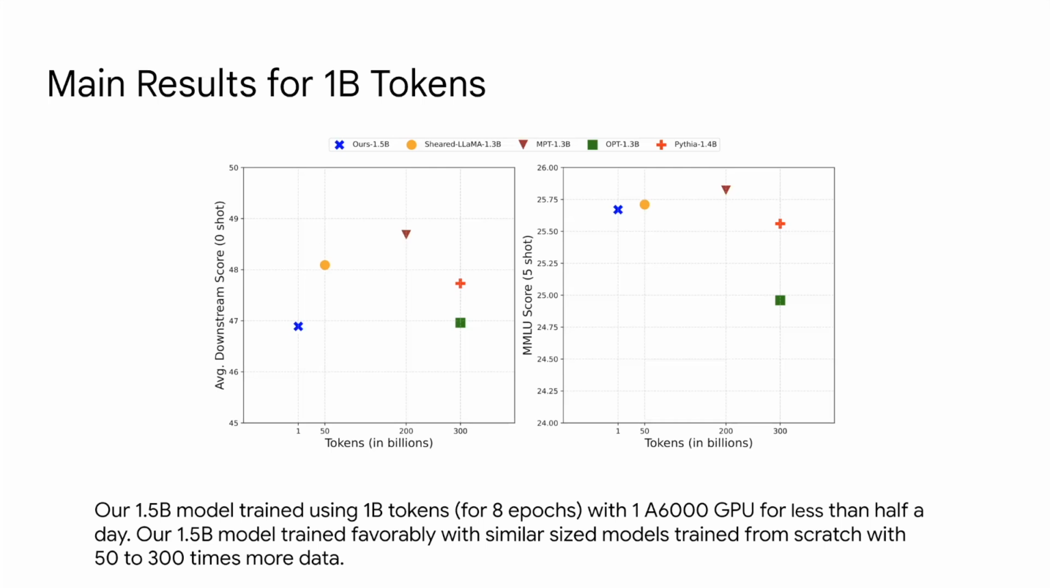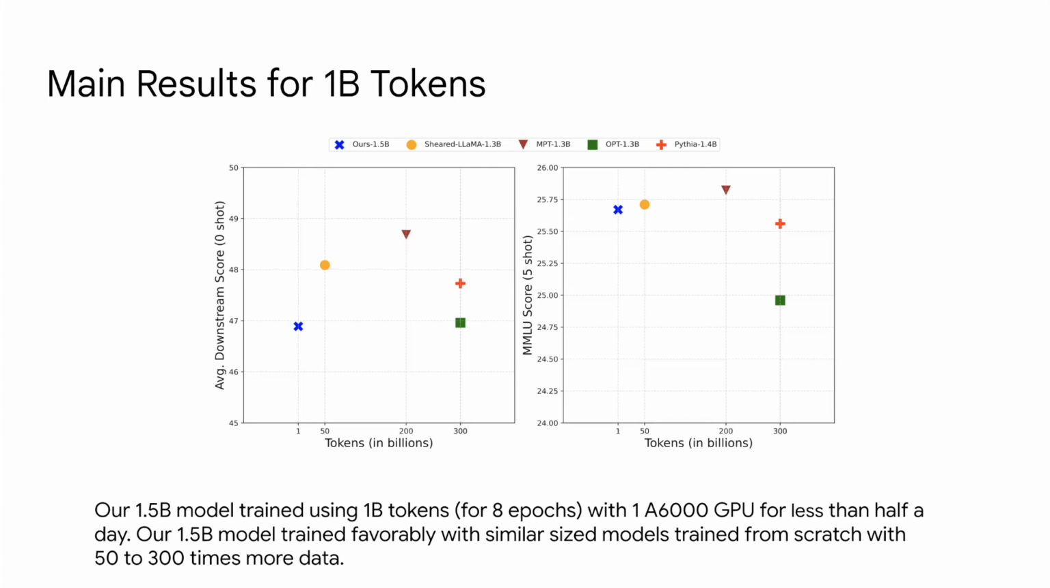And as you see, on this average downstream score, we took an average of 9 different data sets, which I'm going to show you in the next slide, and MMLU, because MMLU is super important. We see that we do favorably well compared to similar size models. So these are similar size models trained from scratch. We are not training from scratch.